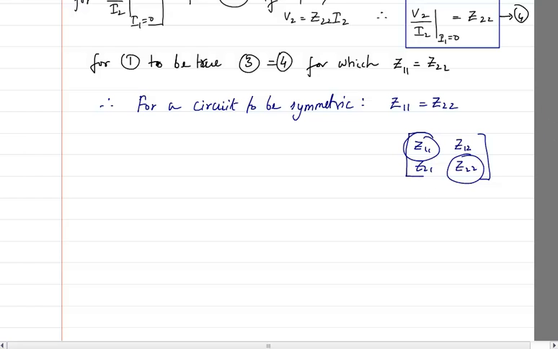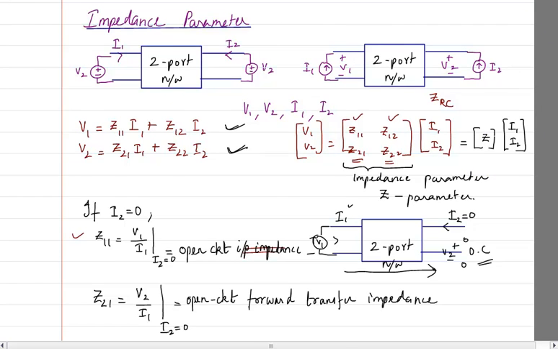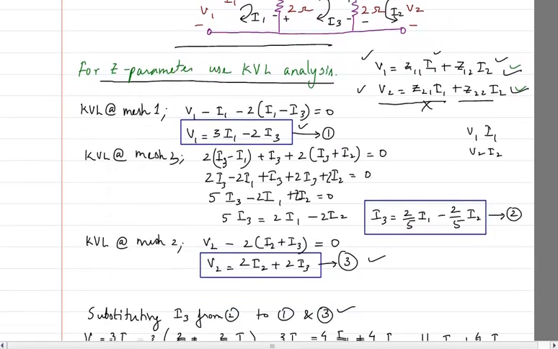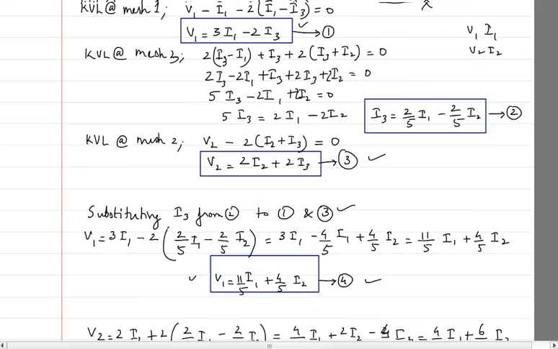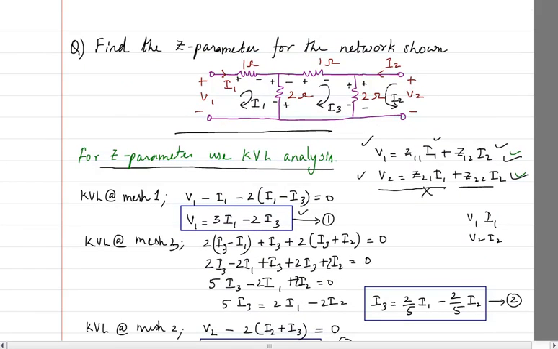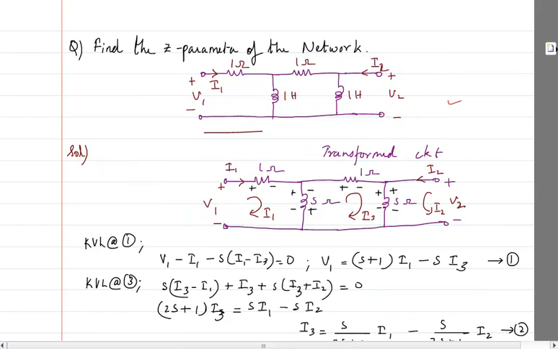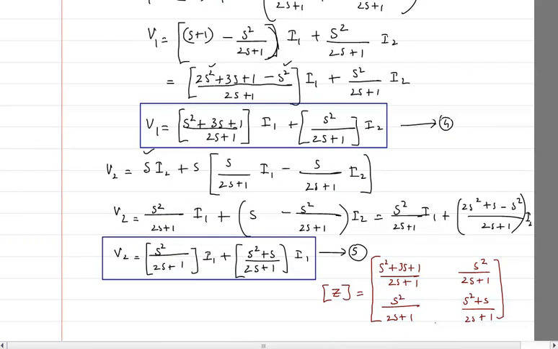Now let us take the examples. The examples that we had taken, let us take this one. This is the final Z parameter that we got, correct? Look here, is this the same as this one? One is 11 by 5 and the second one is 6 by 5. Are they the same? They are not the same. So can we say that this circuit is symmetric? This circuit is not symmetric. Similarly, let me take the next one. Look at this answer. Are this and this the same? They are not the same. So the circuit is not symmetric.